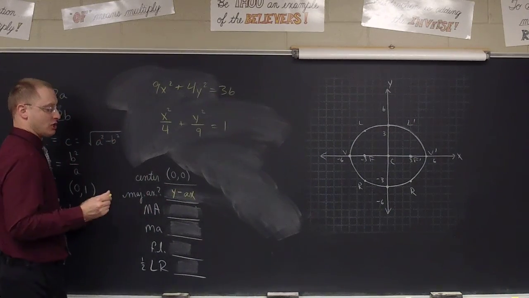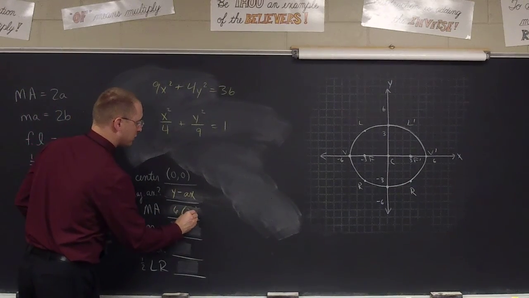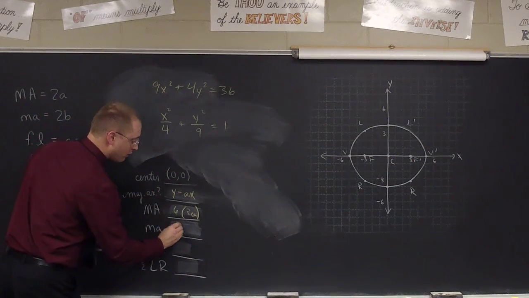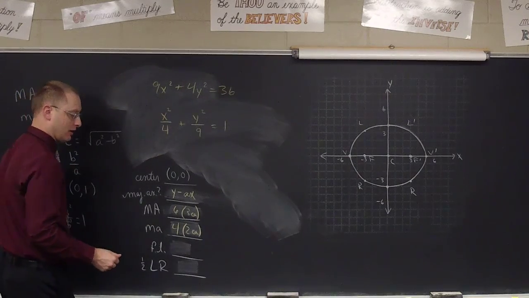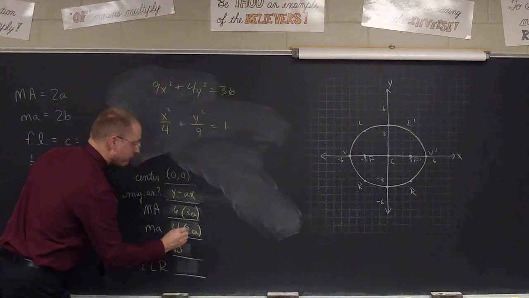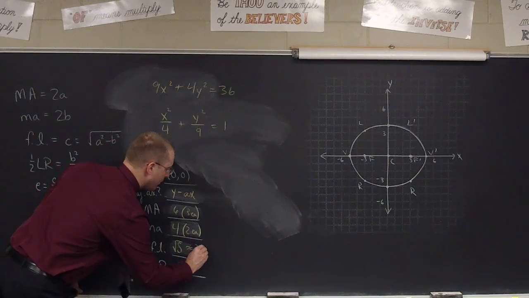How long is the major axis? 6. 6, or we could say 3 each, and there we see the 3 as the square root. The minor axis? 4, or 2 each. Of course, here we can see the 2 as the square root. The focal length is going to be about 2.2. Yeah, the square root of 5. We subtract the squares and take the square root, which is going to be about 2.2.